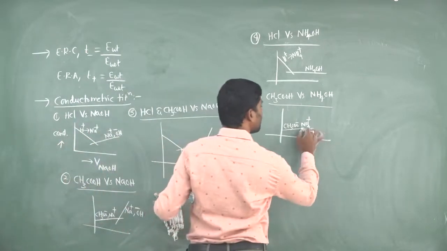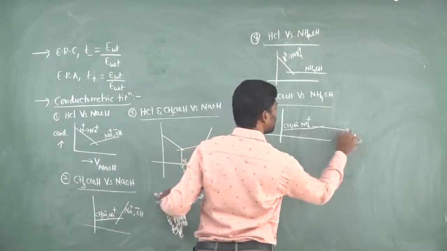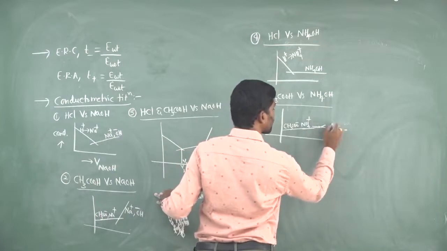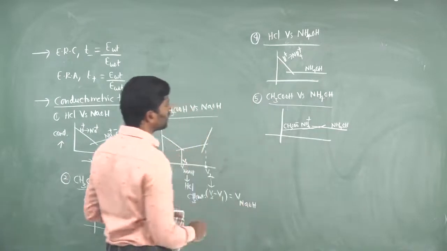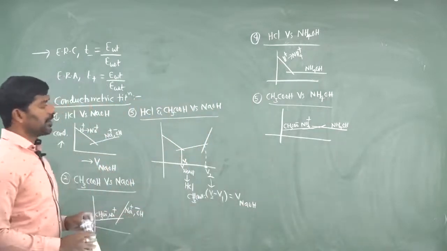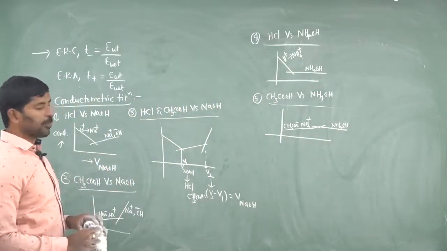After that, is there any change or no change? No change. As ammonium hydroxide is a weak electrolyte, the conductance remains almost the same. Initially slow increase, after the end point no change.